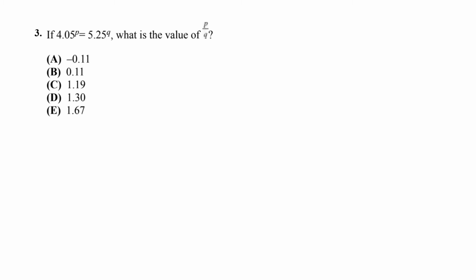All right, so number 3, we have if 4.05 to the p power equals 5.25 to the q power, what is the value of p over q? All right, so we have 4.05 raised to a power. That means we can convert this into a log. We can do a log base 4.05 of, and we know that the solution is 5.25 to the q, so you can add that here, 5.25 to the q, and that equals p.